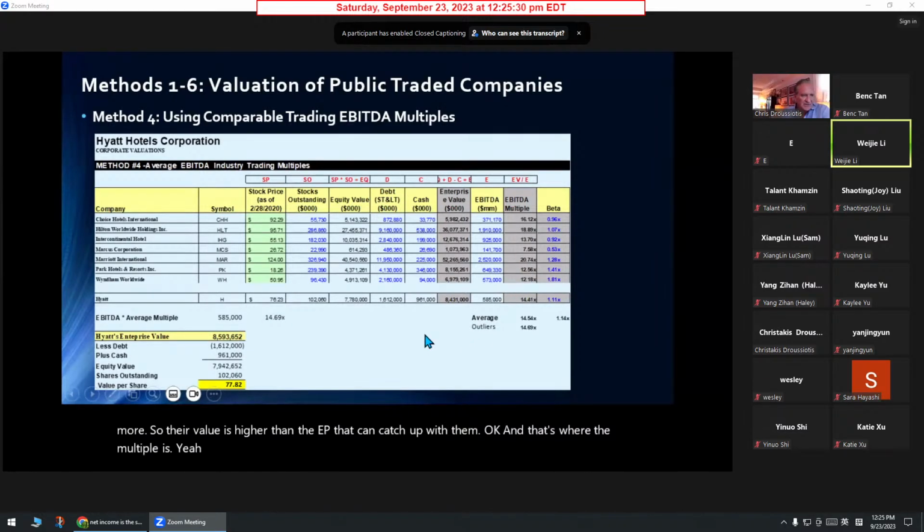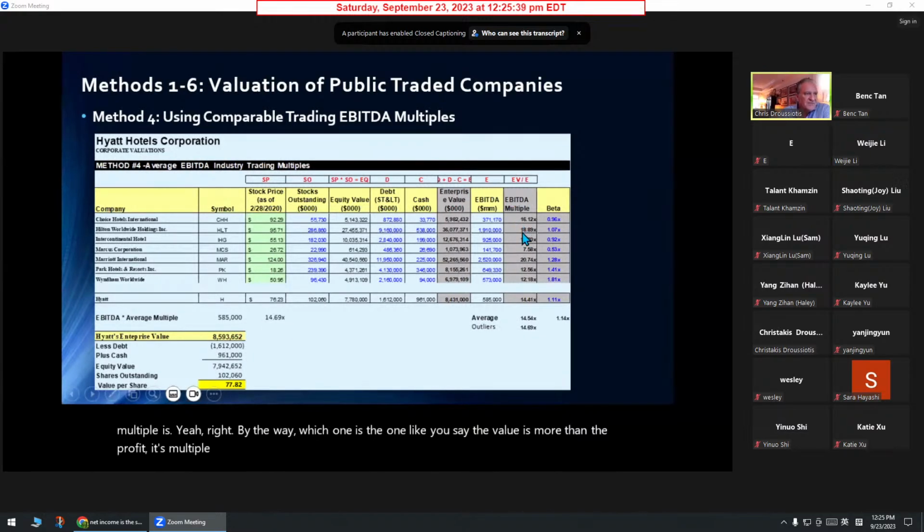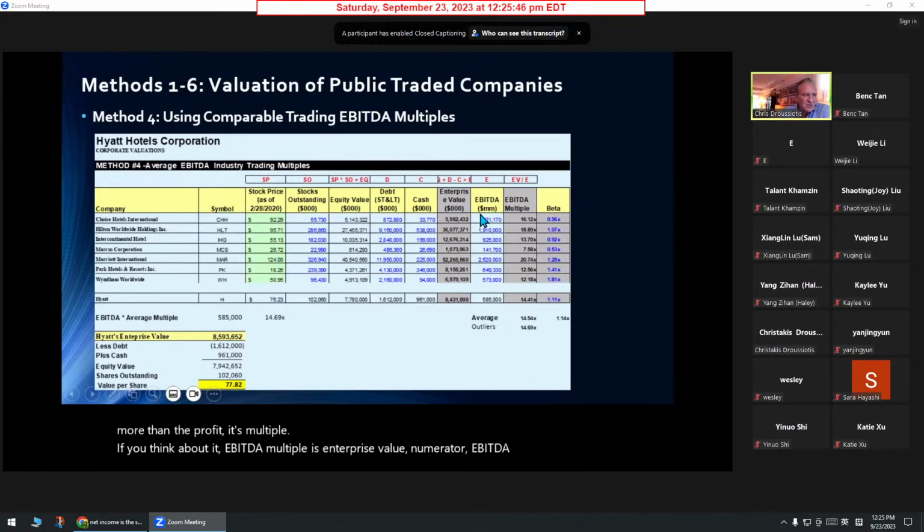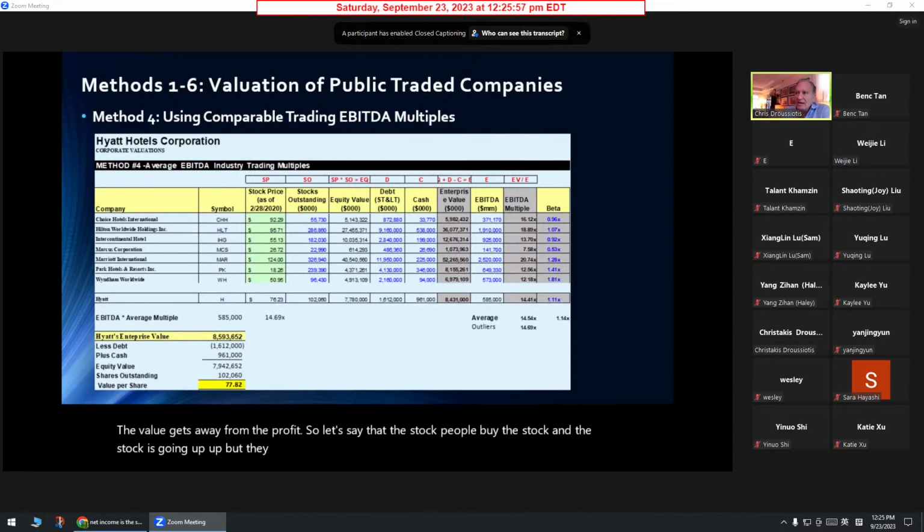By the way, which one is it, you say the value is more than the profit? Is it EBITDA or the EBITDA multiple? Well, if you think about it, the EBITDA multiple is enterprise value in the numerator, EBITDA in the denominator. So sometimes the value gets away from the profit. Let's say people buy a stock and it's going up, but the company hasn't really reported any EBITDA yet. For a moment, it's a high multiple, it's the anticipation.